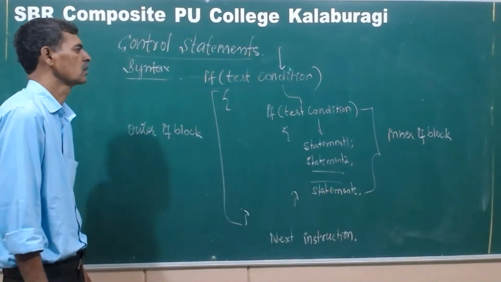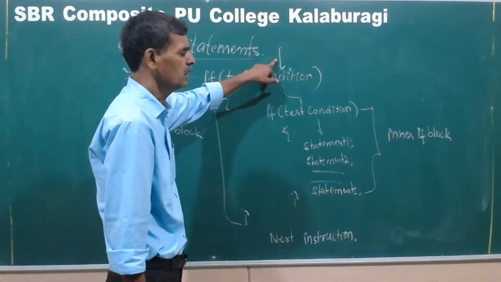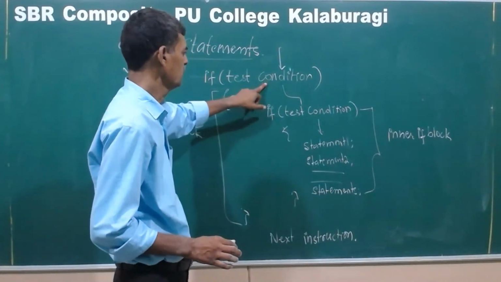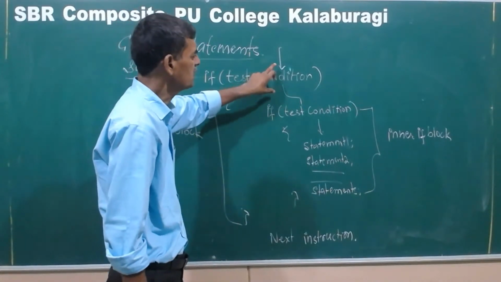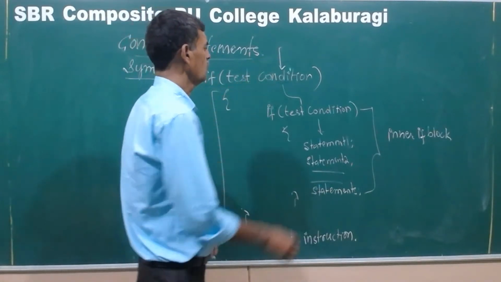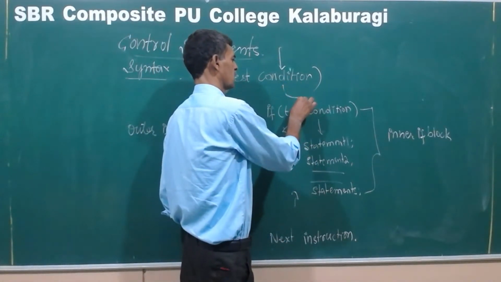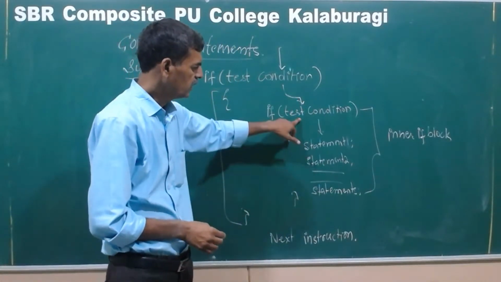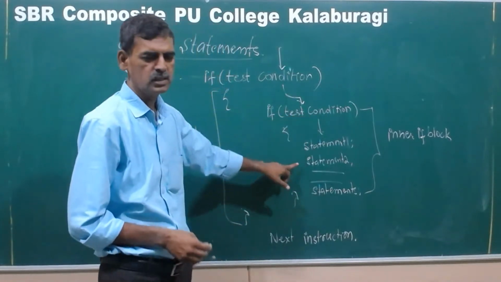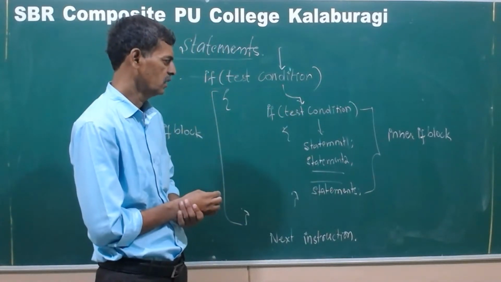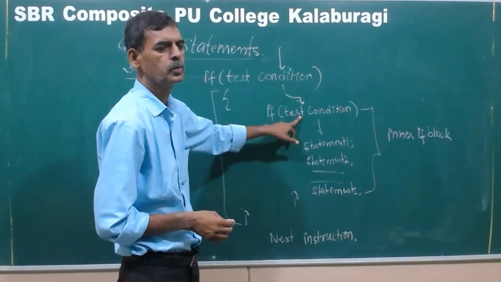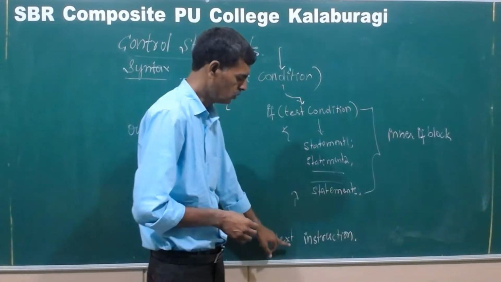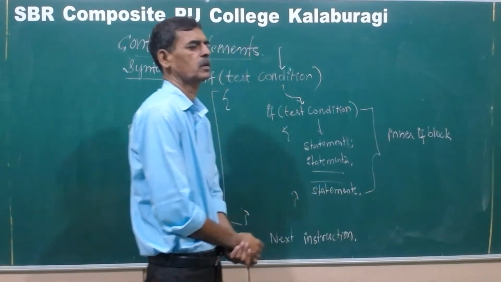I'll repeat. When the control comes here, it will check the test condition for the outer if block. If this test condition is true, control comes inside. Now, the test condition for the inner if block is checked. If this test condition is true, statements in the if block are executed, then control goes to the next part. Okay, right.